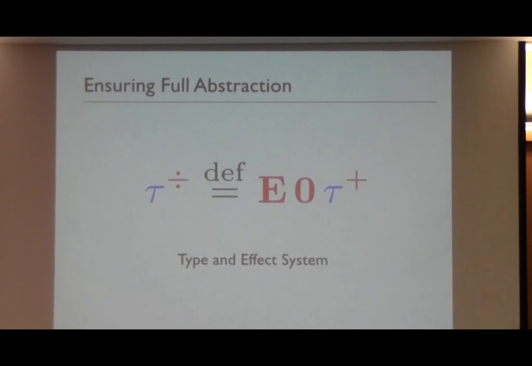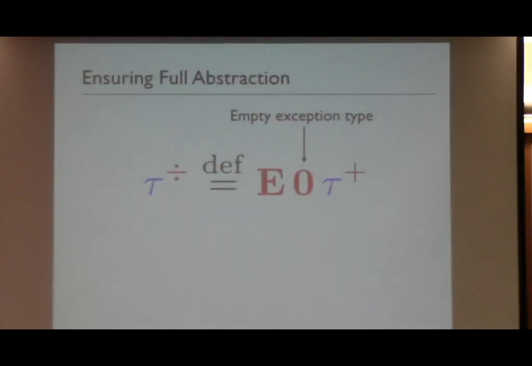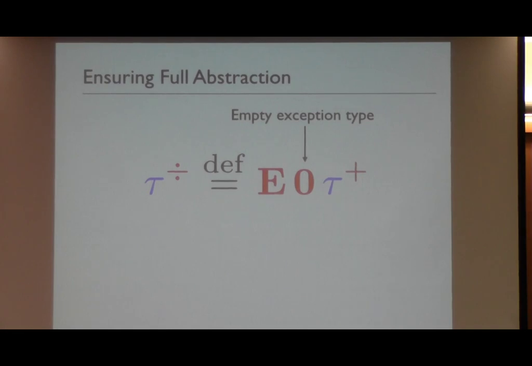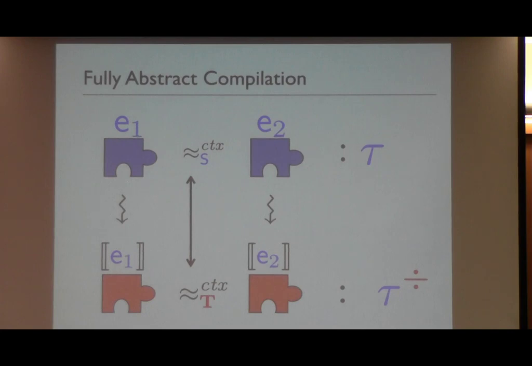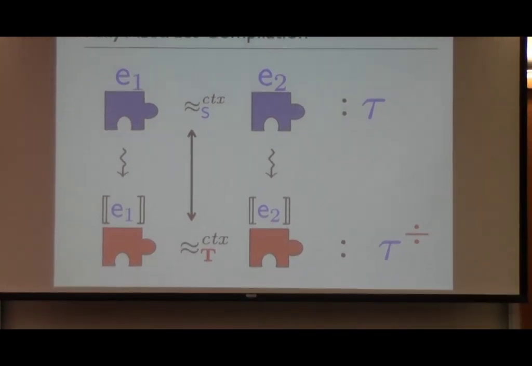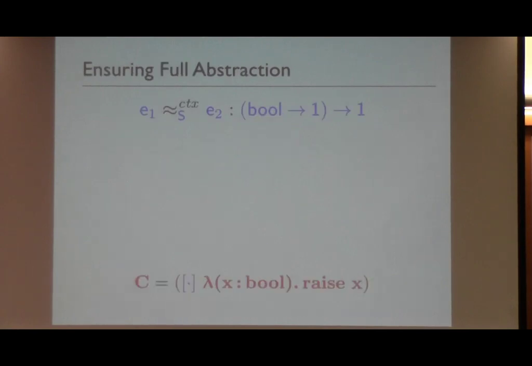So all I need to do is pick my translation type carefully. And what I do is I say, okay, all expressions of translation type are going to have this type. That zero over there is the void type. So what this type up there says is that I'm only going to link with code of translation type, and code of translation type must never throw an exception. Okay? And that's the value type. All right, so you can use this trick to basically build fully abstract compilers and do these kinds of proofs, and the trick is that here we picked a translation type, we compiled things. So we prevent linking with code that's going to throw exceptions across the boundary.